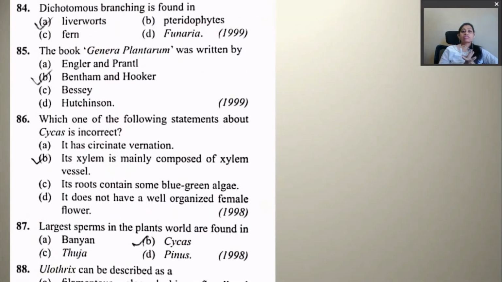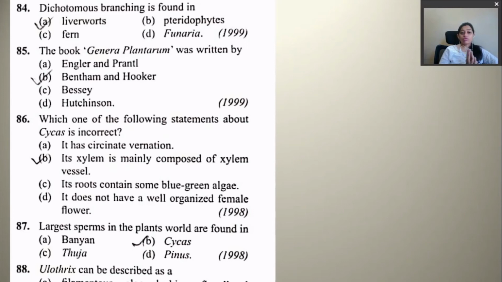Now dichotomous branching is found in liverworts, pteridophytes, fern, and Funaria. Dichotomous branching is a very primitive type of branching, right? So it is present in liverworts, that is bryophytes. So right answer is A. The book Genera Plantarum was written by Engler and Prantl, Bentham and Hooker, Bessey, or Hutchinson. So the right option is Bentham and Hooker.